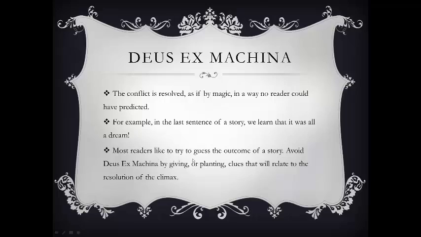Instead, most readers like to try to guess the outcome of a story as they read. So you want to keep them in suspense but give them subtle clues along the way. Avoid the deus ex machina by giving or planting in revision clues that will relate to the resolution of the climax.